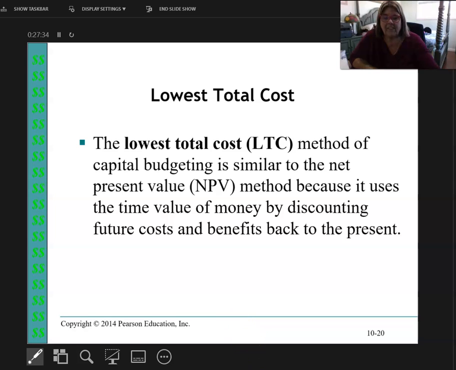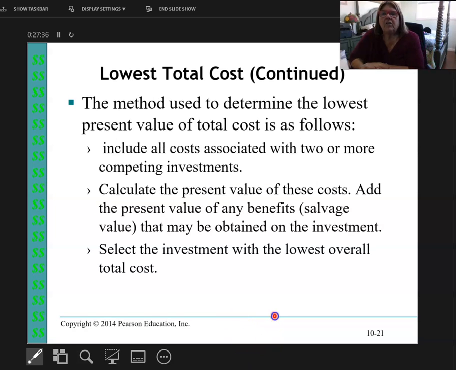So LTC, it basically looks at these things. It looks at the lowest present value, and includes all the costs associated with it. So I'm going to look at different proposals with this one. I'm going to look at proposal 1, 2, or 3, or A, B, and C. I'm going to calculate all the present value, and don't forget to add any salvage. If I have any salvage value, that's when I sell it for money at the end of the time. And then decide based upon what is the total cost, the lowest one is the one I'm going to choose.